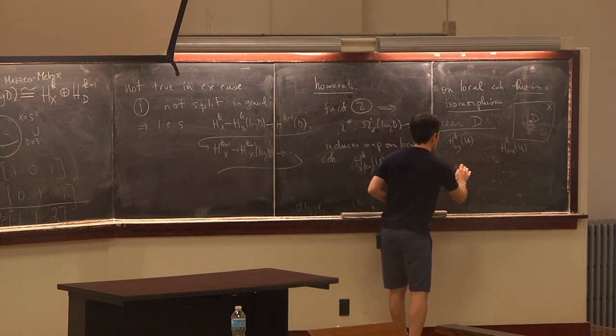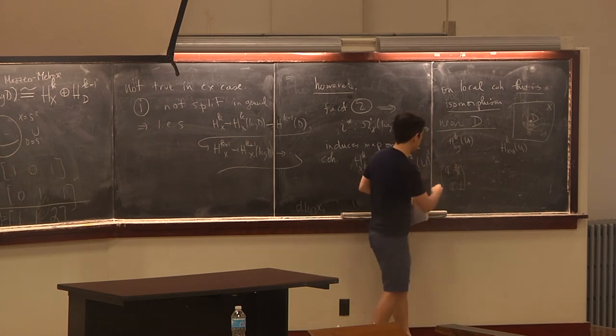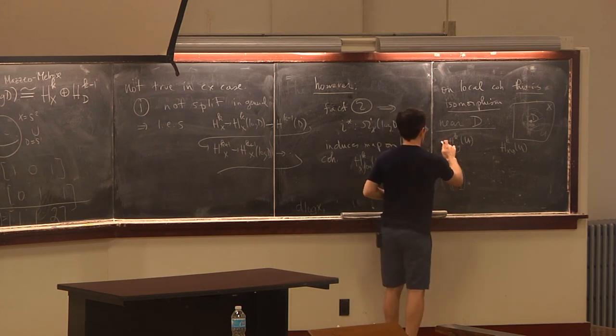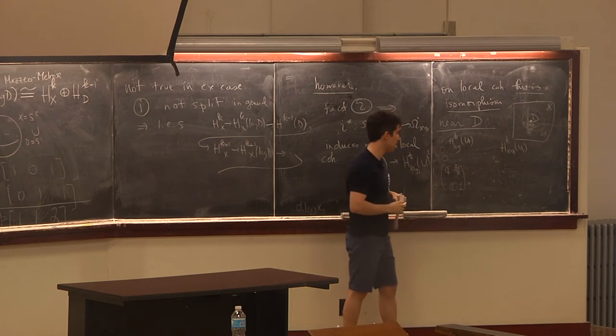So there is dx over x, which is closed but not exact, which means that I have a non-zero local cohomology in degree 1. And above this, it's all 0 in higher degrees.